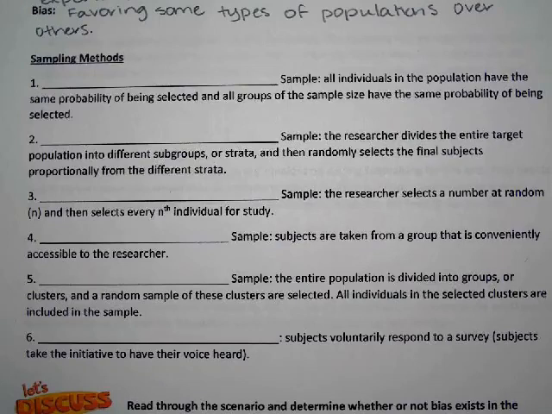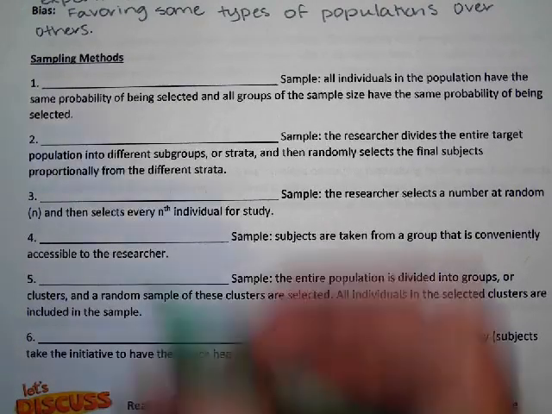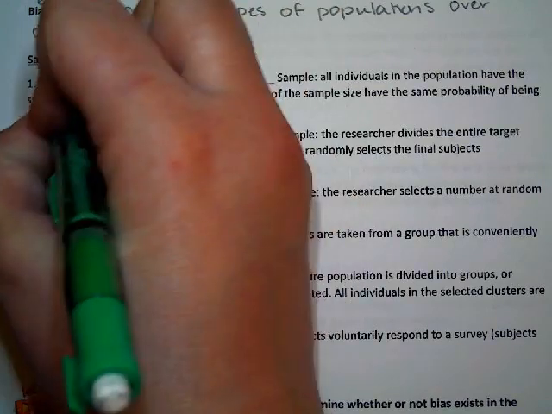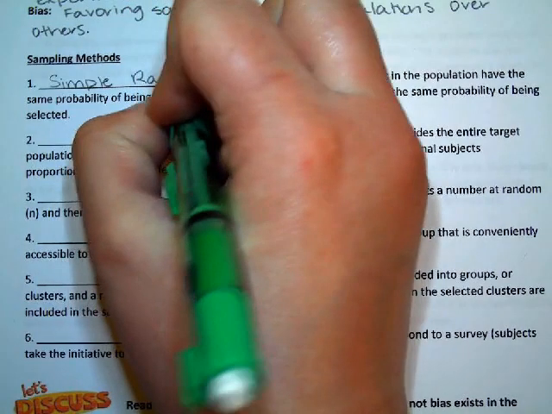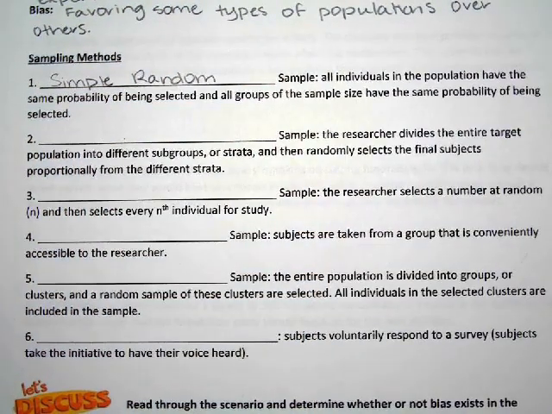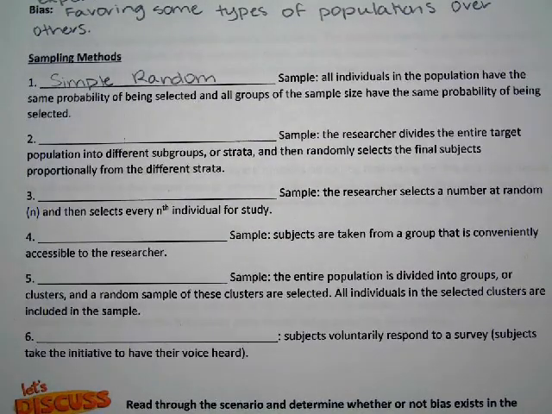And then the goal of today would be that when you look at a situation, you can recognize what type of sample it is, and then you could see if there's any bias within how that sample was taken. So the first type of sample is a simple random sample. A simple random sample is a sample where all individuals in the population have the same probability of being selected, and all groups of the same sample size have the same probability of being selected.